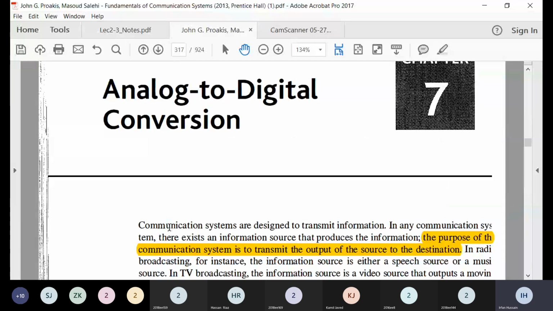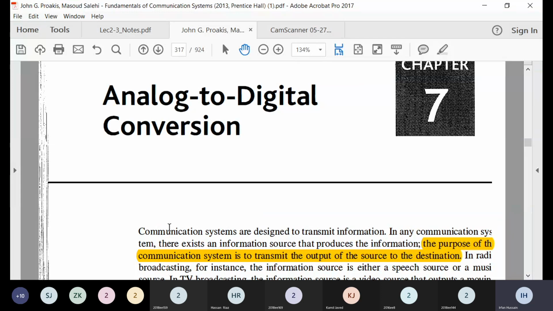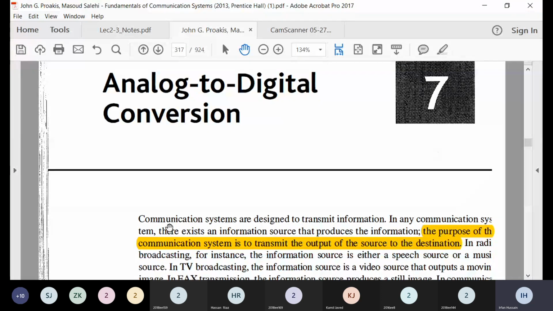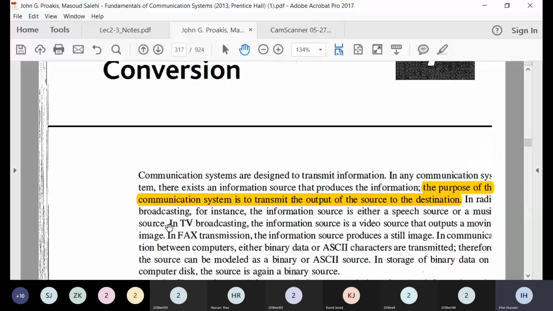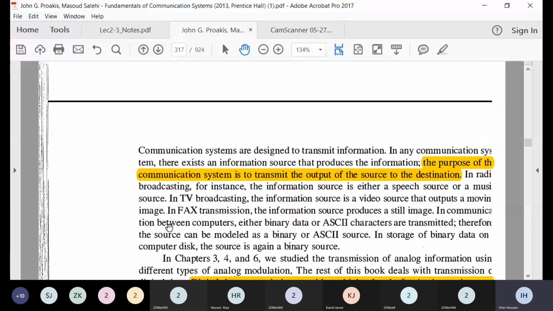So we are now turning a new leaf in our course, and that is that we are now going to digital systems. If someone has any question with the previous analog part, you can ask before we move on further.